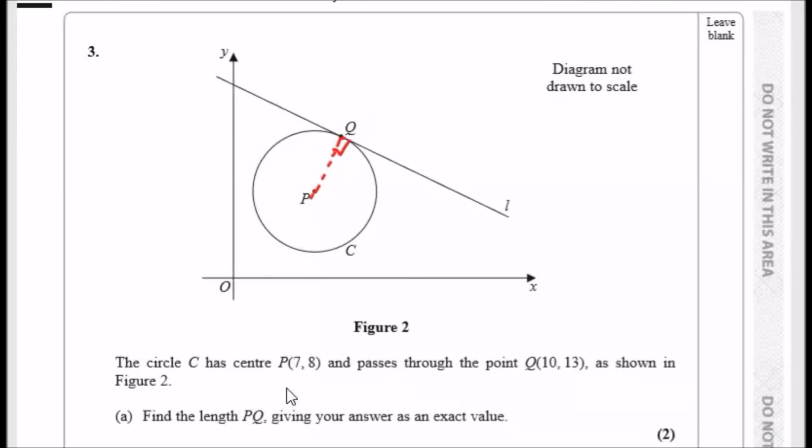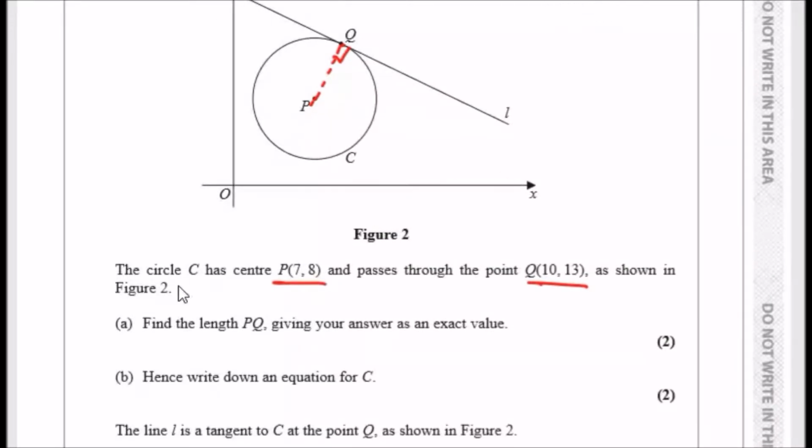So the circle C has a center P, which is (7, 8), so keep that in mind, and passes through the point Q over here, which is (10, 13), as shown in figure 2. Now, find the length PQ. Okay guys, this is straightforward. This is just the distance formula. The distance here is also the radius.